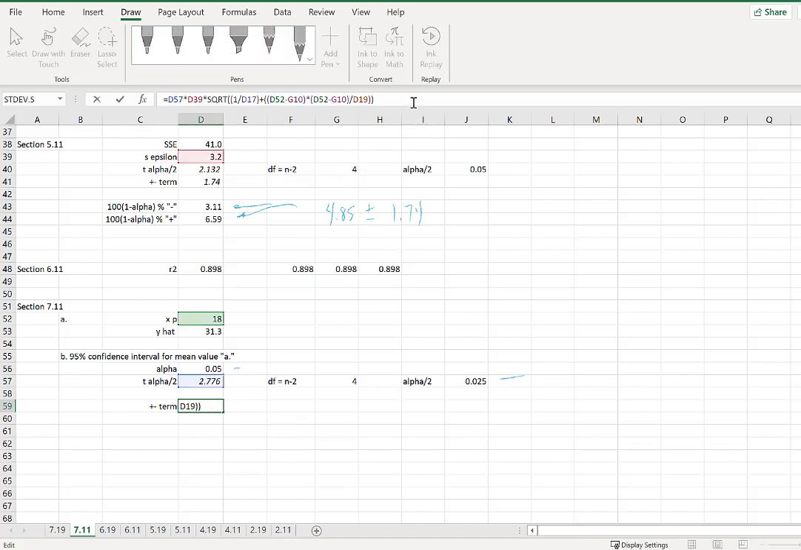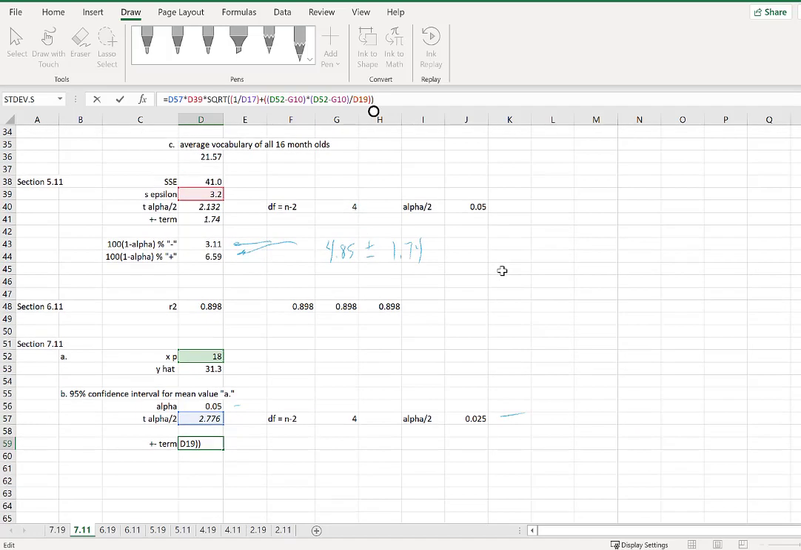Let's talk it through from the formula. It starts off with the formula from the text, the t alpha over 2 value at our n minus 2 degrees of freedom. That was this first term, the D57, which I'm taking right from that value we had just looked up in the table. That's going to be multiplied by the sample standard deviation of errors, or S epsilon. That's going to be D39, so up here D39 in red, we have the S epsilon.